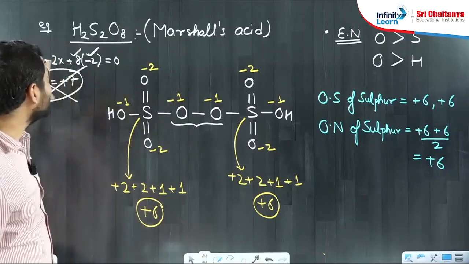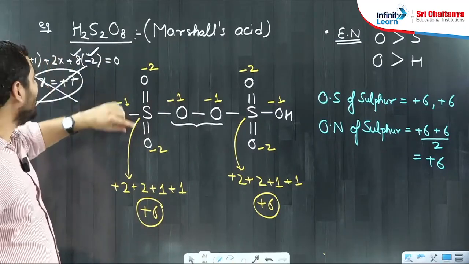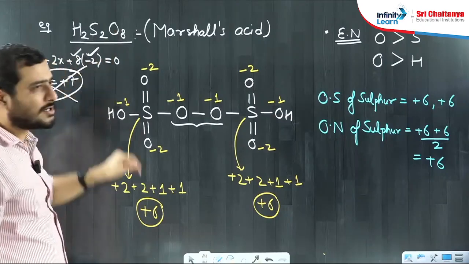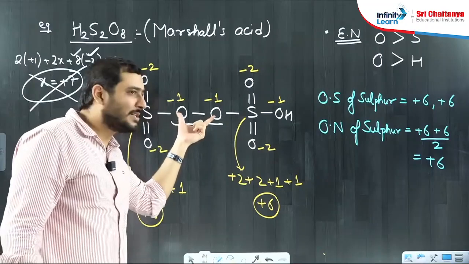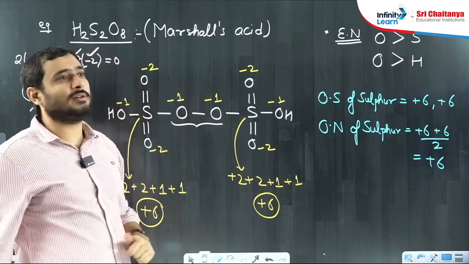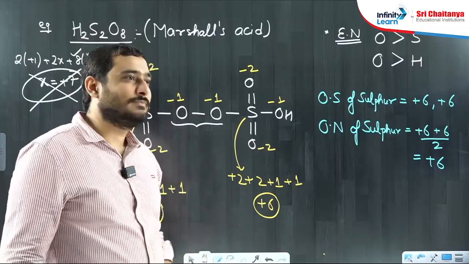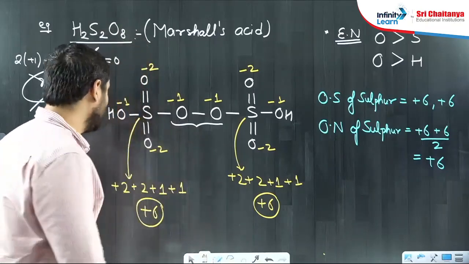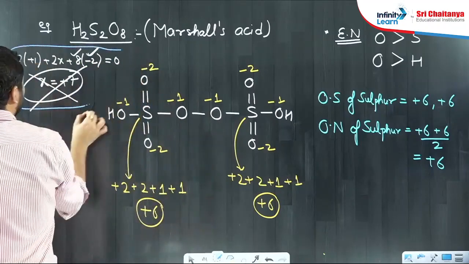Why are we getting it incorrect by this method? We are getting +7. What is the reason for that? Because in this method we have assumed that all 8 oxygens are present in which oxidation number? -2. But if you check here, 2 oxygen atoms are present in which oxidation number? -1. That is called a peroxide linkage. So what is the important point about peroxide linkage?